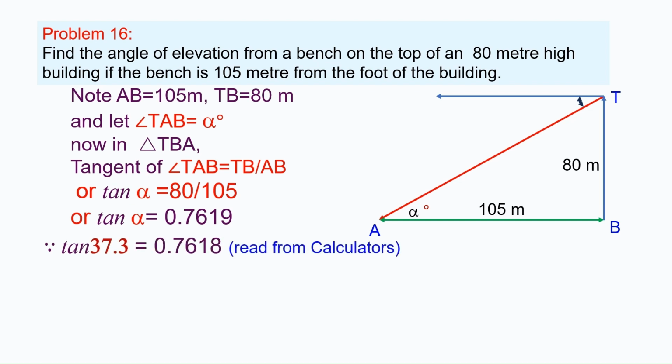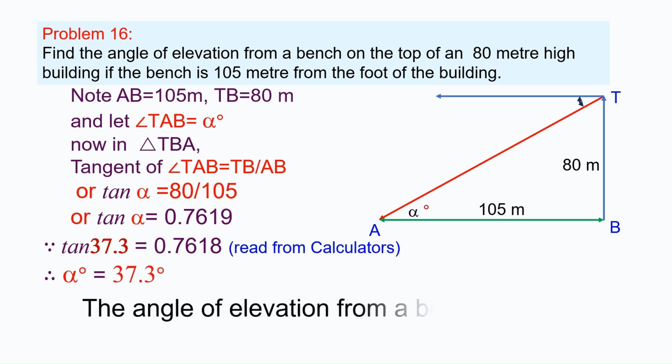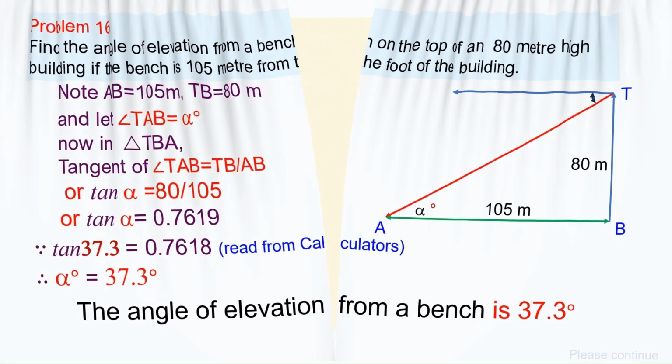Read from calculators, the value of tangent of 37.3 degrees is the closest to 0.7619. Therefore alpha equals 37.3 degrees. The angle of elevation from a bench is 37.3 degrees.